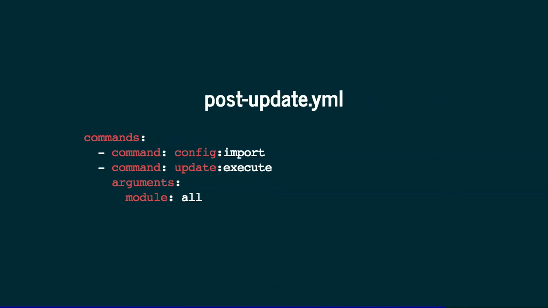So for post-update, what I'm automating at this point is running the config import command. So any changes in the configuration will be automatically imported into my site. It's also running the update execute command. Since I have no idea which module was updated, I'm passing the argument so this will run update execute for all of the modules. But in the end, it will look for the available hooks to be executed and execute them for you.